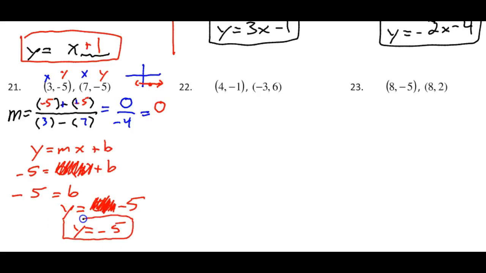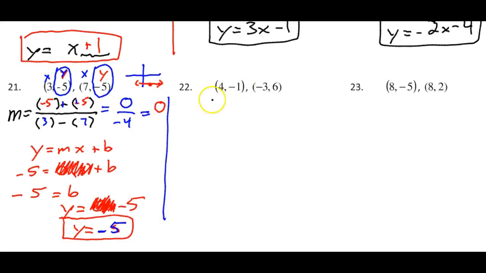So that's a long way of doing these. The short way is noticing that, look at both of the y values. See how they're both negative 5? So anytime both y values are the same, you know it's just going to be y equals whatever number that is. So it's a little shortcut, and you wouldn't have to find the slope, you wouldn't have to do the y-intercept work. You could just look at the points and go straight to the answer.